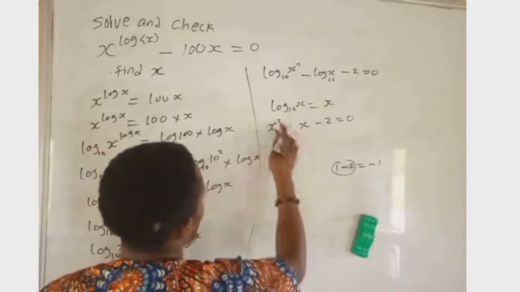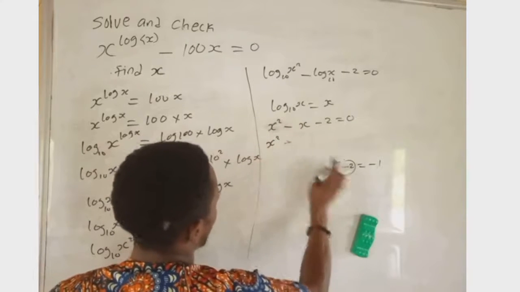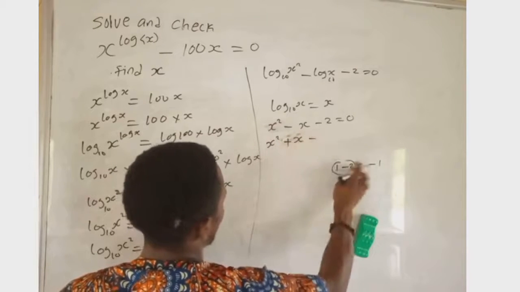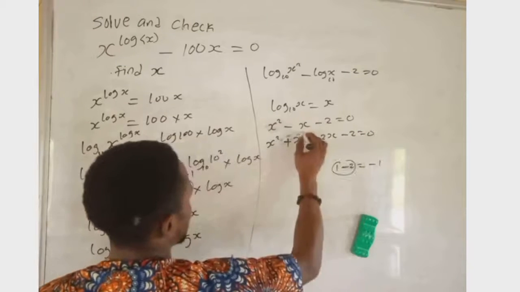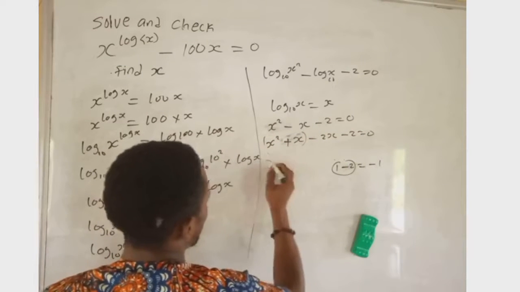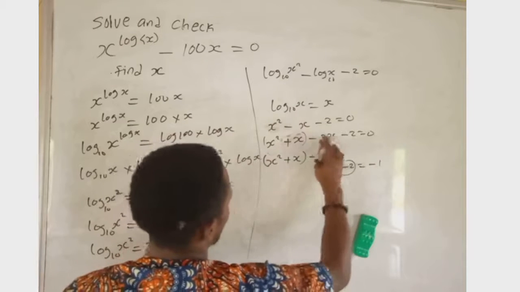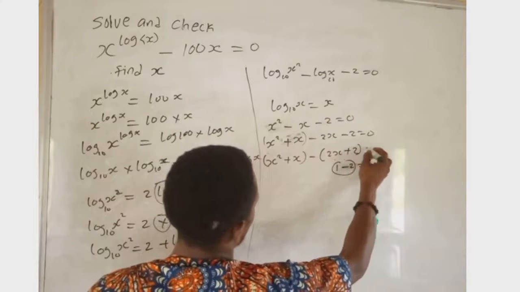Now when we expand this, we have s squared plus s minus 2s minus 2 equals 0. Now let's put this into brackets. You have s squared plus s, in brackets, minus, when you take the minus outside, you have 2s, this one changes to plus 2, equals 0.